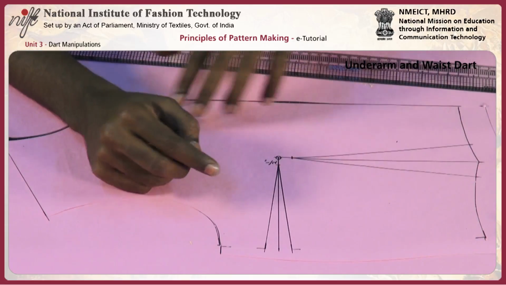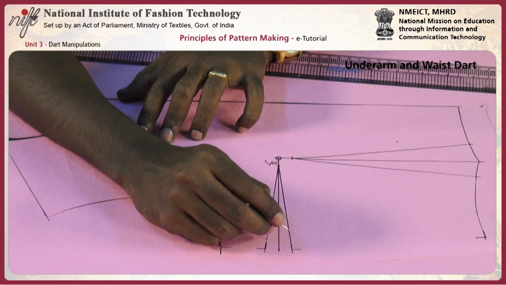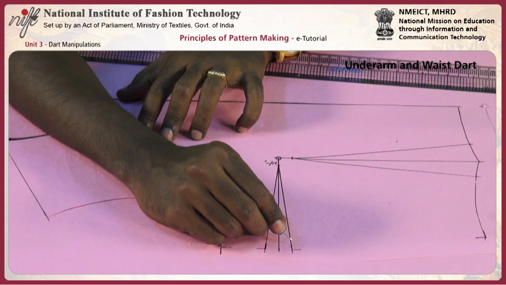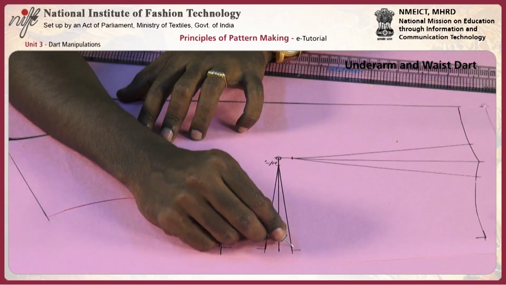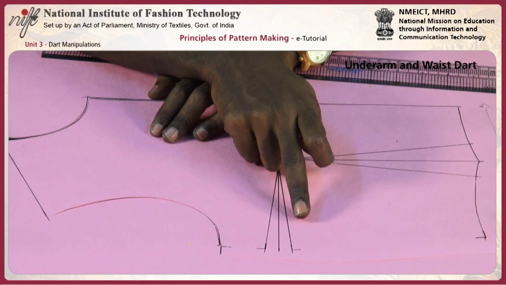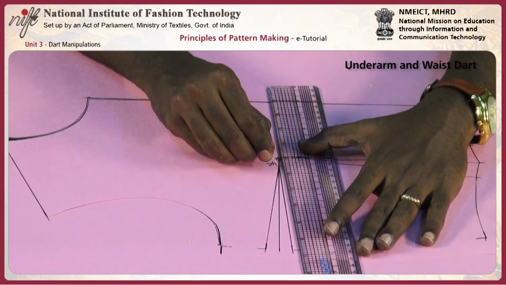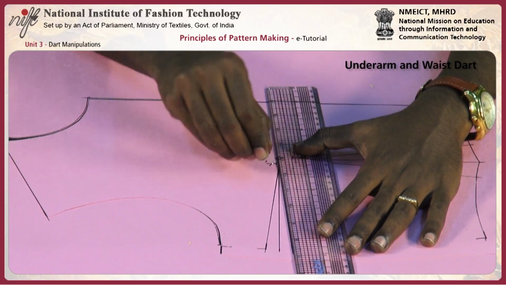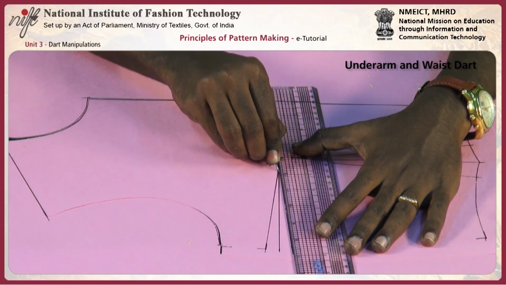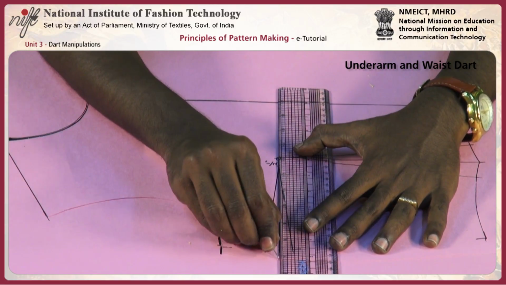While closing the dart, if it is a horizontal dart, first fold the bottom line. Fold this line, crease this line. The excess of dart should be towards down. Creasing this line and crease the center line.